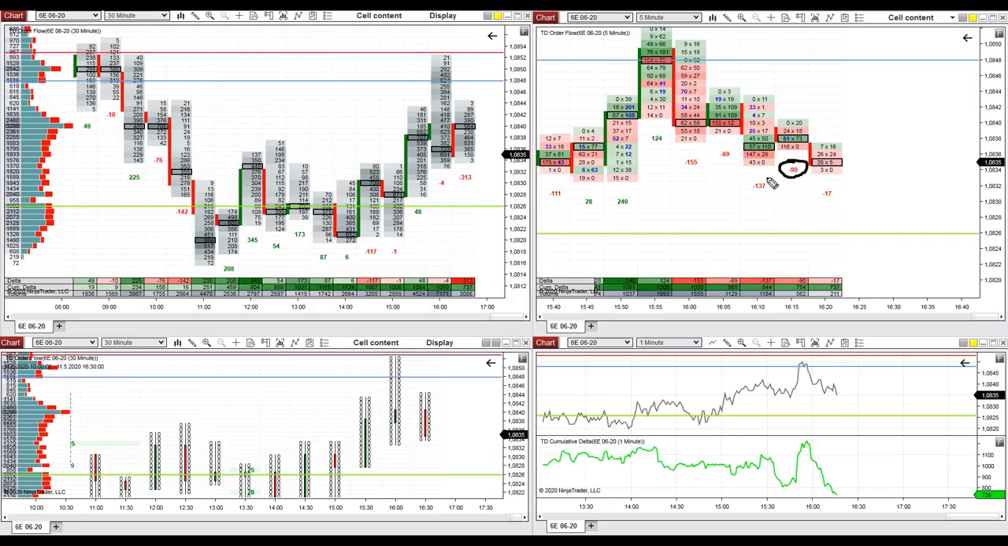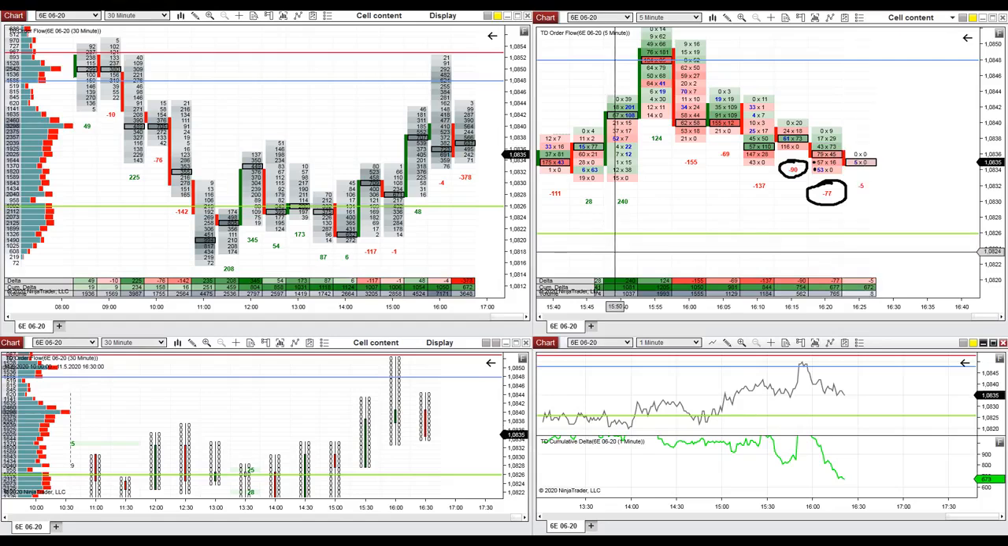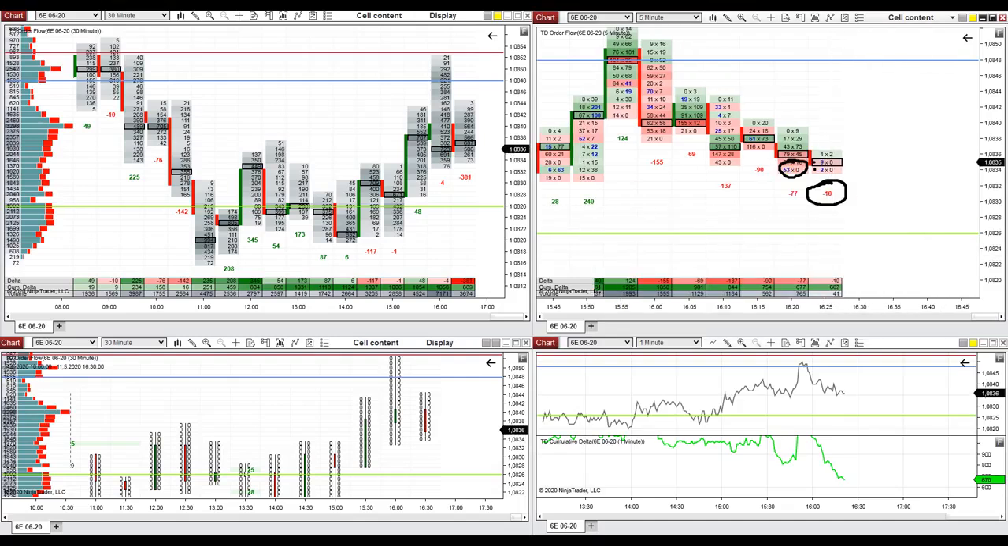Another footprint with negative delta. Price is dropping. More sellers jumping in. Selling imbalance. Also sellers in here. Negative delta again. Alright, so we have a complete footprint with negative delta.